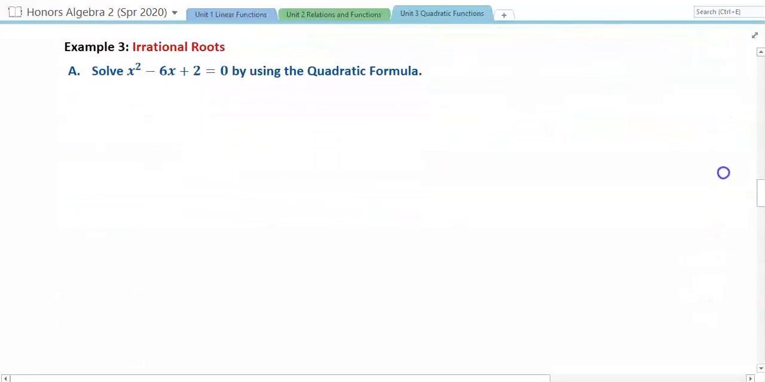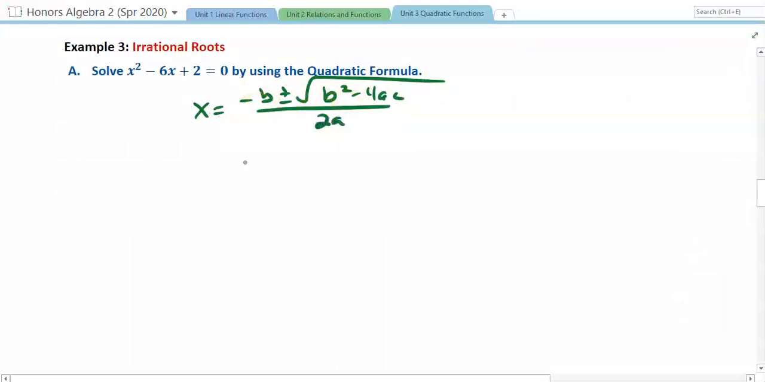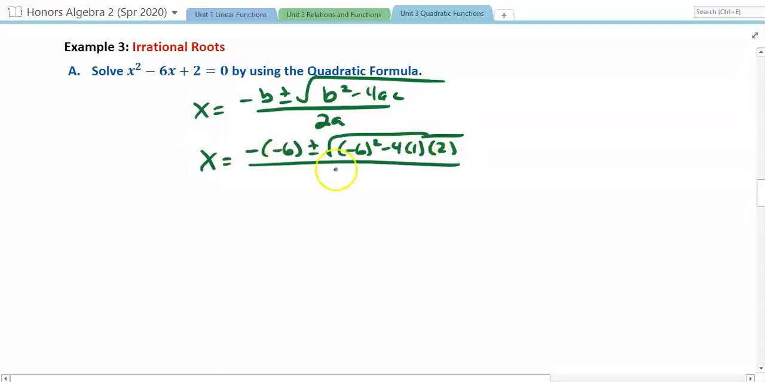And let's move on to irrational roots. Same thing here. X equals the opposite of b, plus or minus the square root of b squared minus 4ac all over 2a. X is equal to the opposite of negative 6, plus or minus the square root of negative 6 squared minus 4 times 1 times 2 all over 2 times 1. X equals 6 plus or minus the square root of 36 minus 8 all over 2.